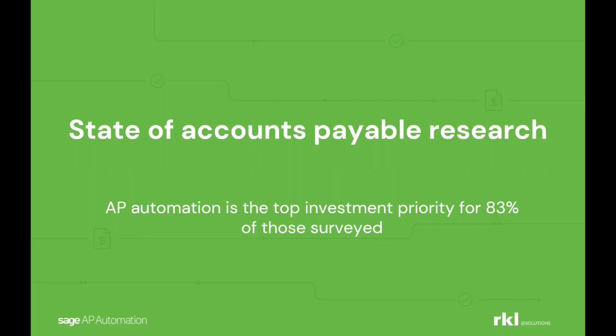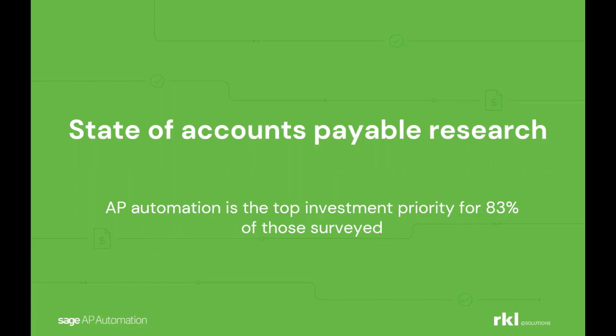Of those 600 finance professionals surveyed, 83% said that AP automation is their top investment priority for their business. So 83%, pretty wild number there. That stat really shows how much return on investment and value AP automation brings, getting rid of those boring, day-to-day manual steps in your process, and why it's a priority.